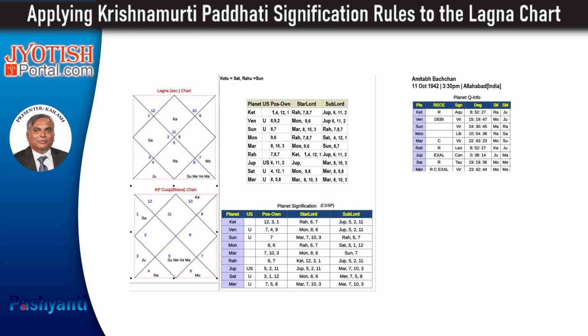Now many of you might not know that initially Shri Krishnamurti was not using the cusp at all. Cusp is a very later concept in the Krishnamurti Paddhati. He was just focusing on the Lagna, and of course on the planet signification, and even the concept of the sublord was introduced later. So for some period of time, it was just the Lagna chart and the planet and the star lord. Even the sublord was not there, and obviously some of the results were not coming up to the mark.